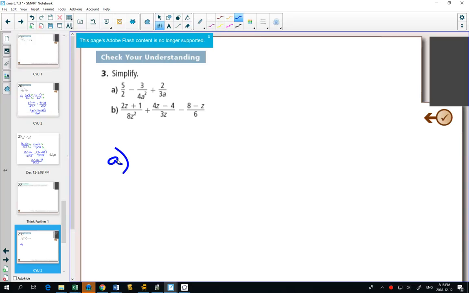If you have three fractions, you need to get a common denominator with all three of them. So I'll rewrite them with some space in between. So we look at the three fractions. We'll look at our numbers first. Between 2, 4, and 3, common denominator would be 12.